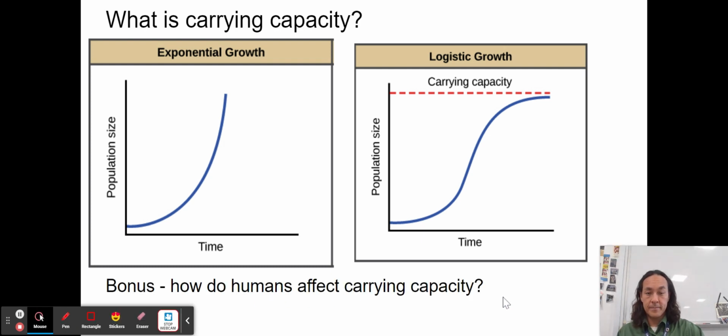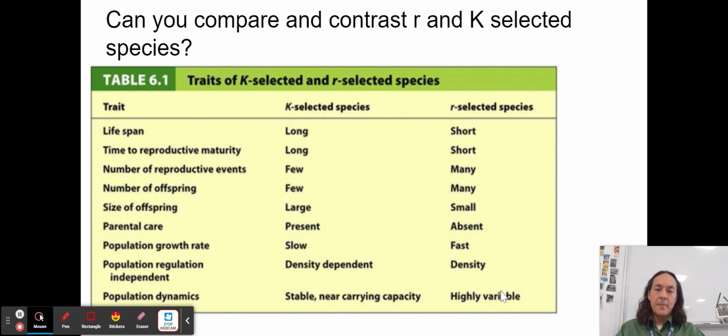How do humans affect it? Can you compare and contrast r- and K-selected species? I try to be careful in class to tell you one is not better than the other. These are just products of evolution. r-selected species would be like flies. They have a short lifespan. They're able to reach reproductive maturity, the ability to have more offspring, very quickly. They have many reproductive events. They often don't take care of their offspring. And this is a way that they reach carrying capacity and grow exponentially.